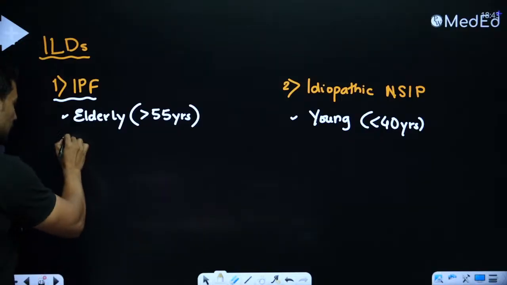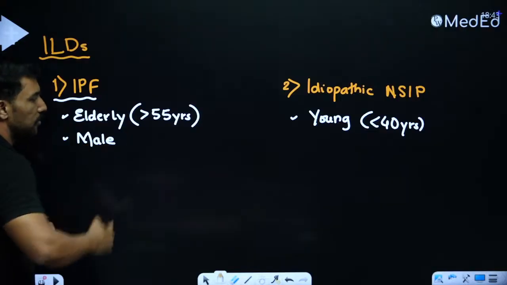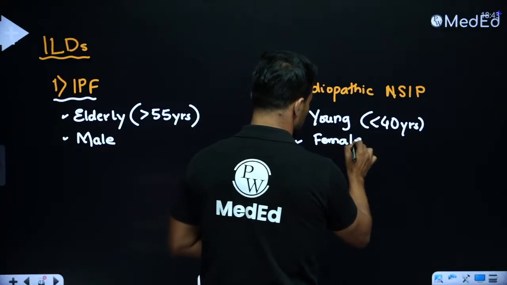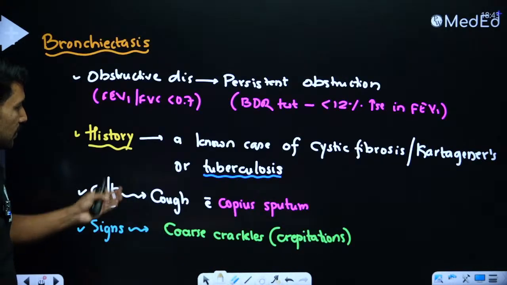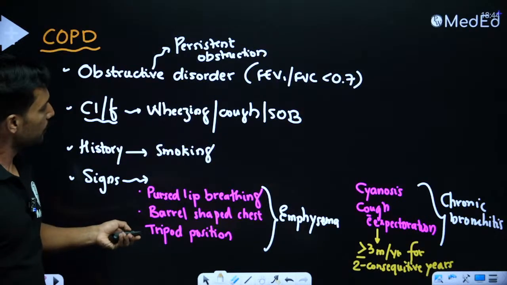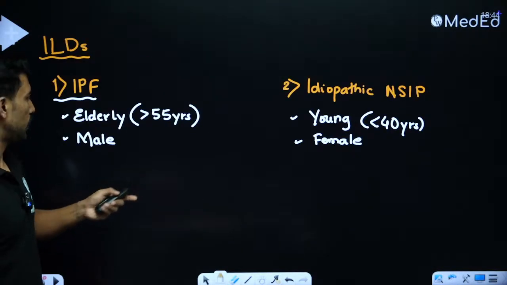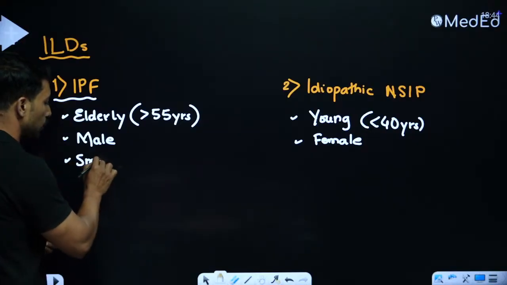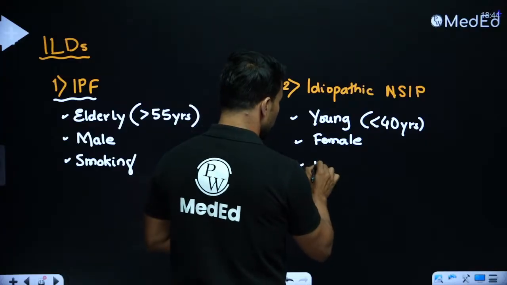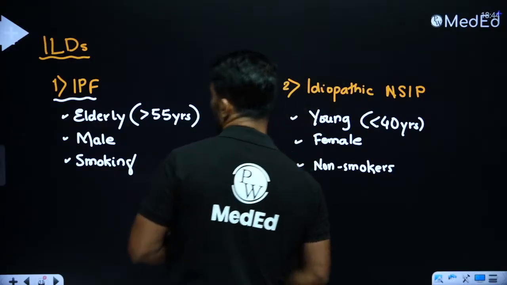Second, in the history, they may mention the gender. If the examiner wants you to think of idiopathic pulmonary fibrosis, he will mention male gender. And if he wants you to think of NSIP, he will mention female gender. Just like for bronchiectasis, the history of cystic fibrosis, cartilaginous defects or tuberculosis was important, and for COPD, the history of smoking was important, similarly for idiopathic pulmonary fibrosis, history of smoking is important. The majority of patients developing IPF are smokers. But if it is idiopathic NSIP, these are usually non-smokers.